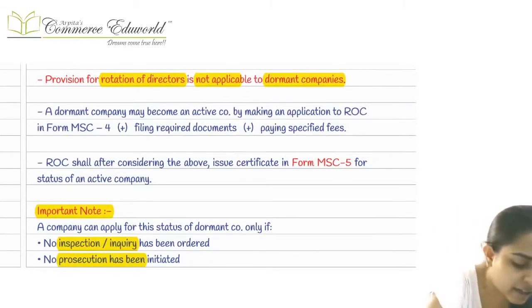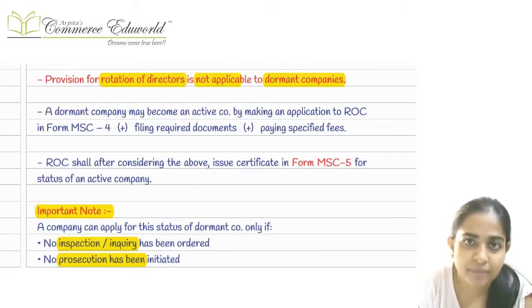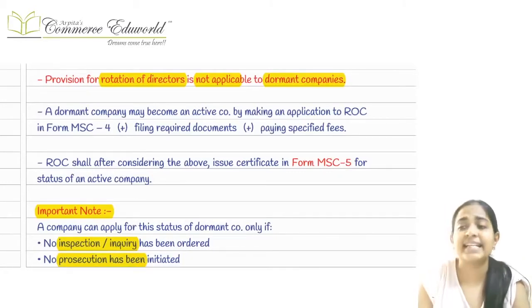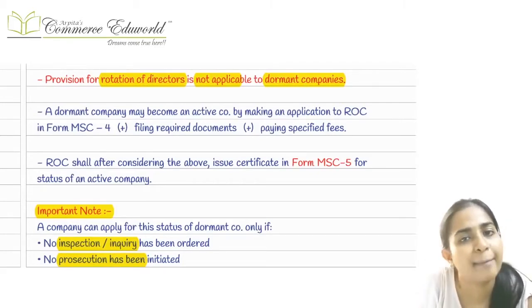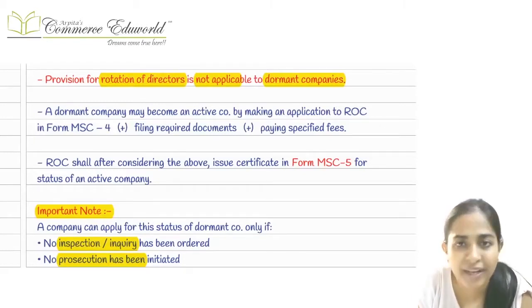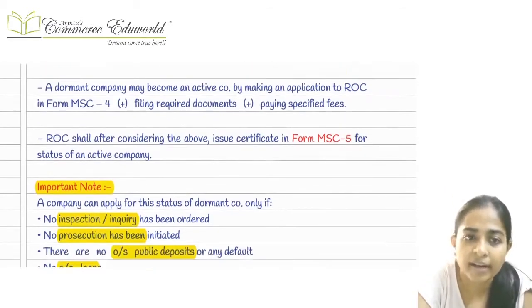Now, a dormant company is such a company where there are actually no significant transactions. So in that case, the provision for rotation of directors is not made applicable here. Why? Because there is no need. The directors are actually not doing any work as of now, so rotation of directors is not at all required here.